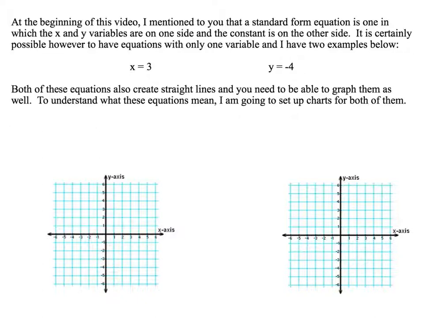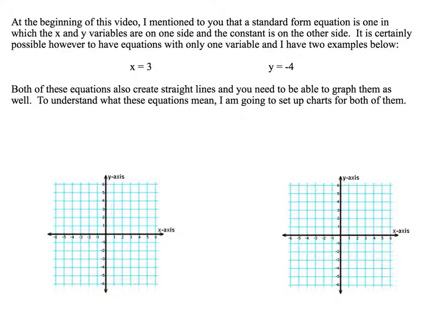At the beginning of this video, I mentioned to you that a standard form equation is one in which the x and y variables are on one side and the constant is on the other side. It is certainly possible, however, to have equations with only one variable, and I have 2 examples below. The first one is x equals 3, and the second one is y equals negative 4. Both of these equations also create straight lines, and you need to be able to graph them as well. To understand what these equations mean, I am going to set up charts for both of them.